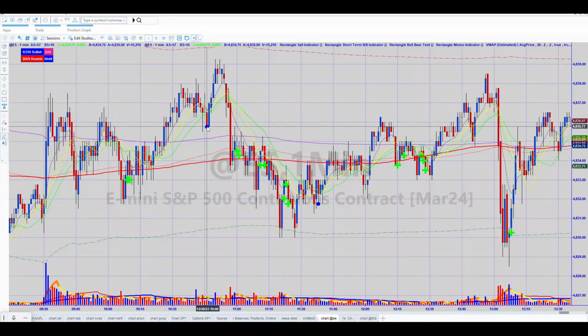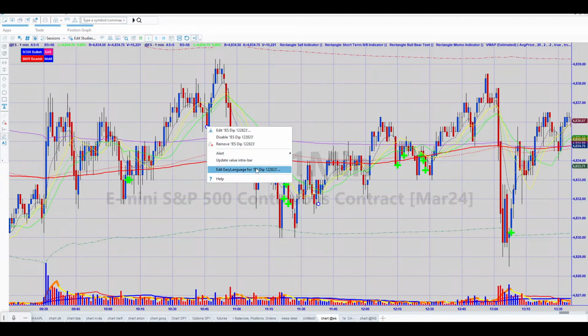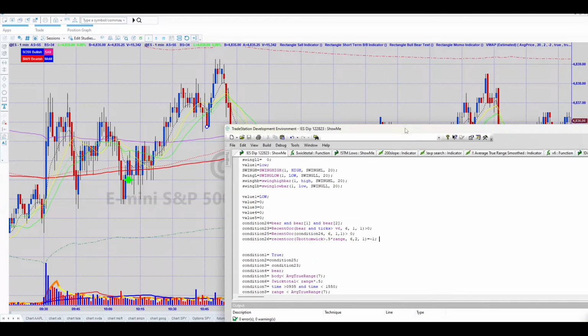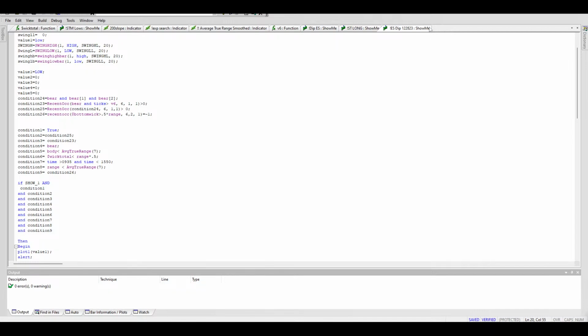So I made this blue one here, and it looks like this. This is ES dip for 1228. So it looks like this.